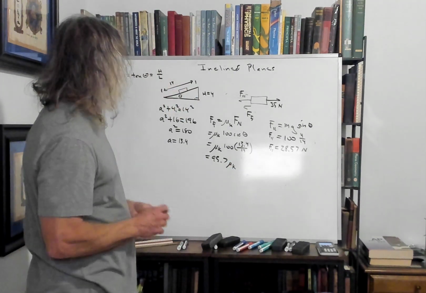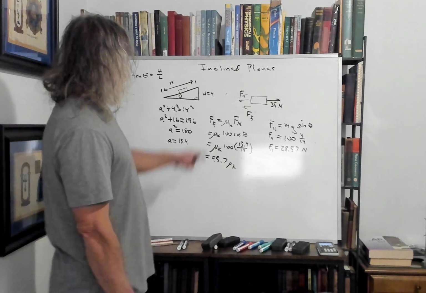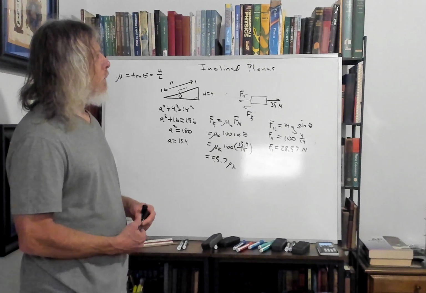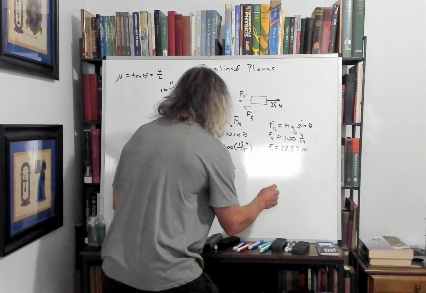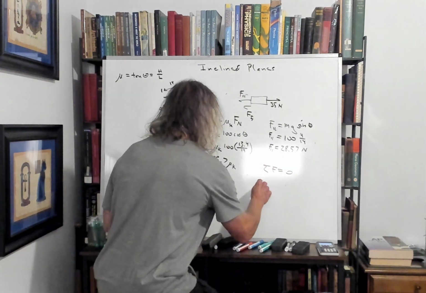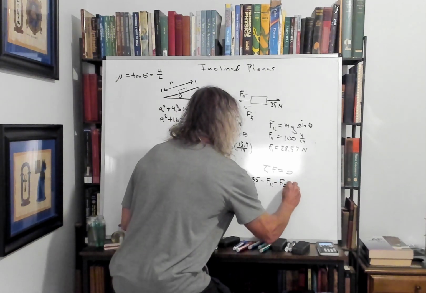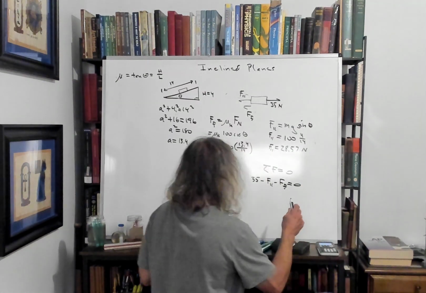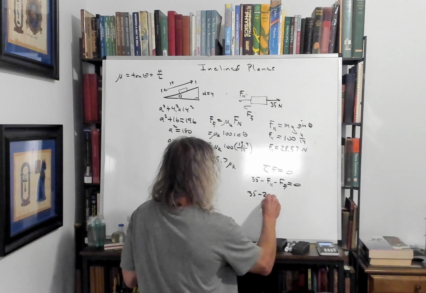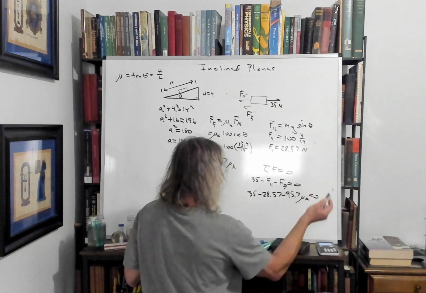Okay. And so then we know that this equals zero since it's constant velocity. Constant velocity, no acceleration, balanced forces, net force is 0. So 35 minus F parallel minus F friction is 0. So 35 minus 28.57 minus 95.7 mu sub k is 0.